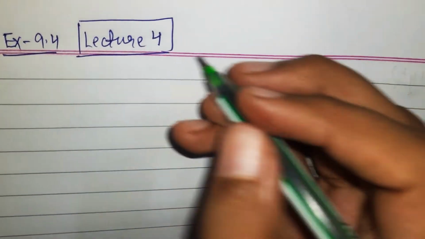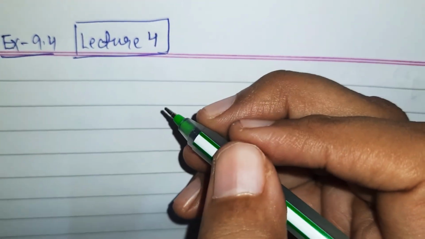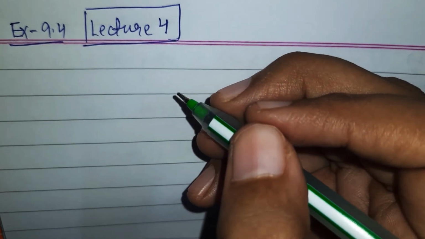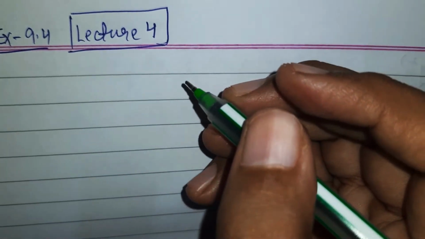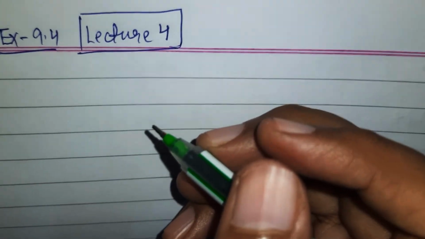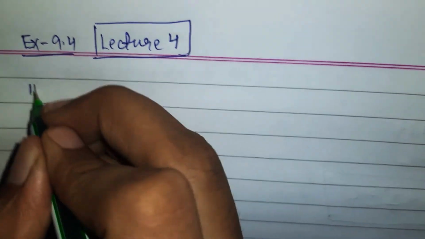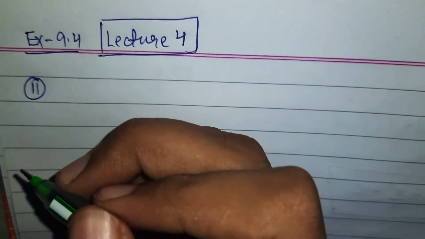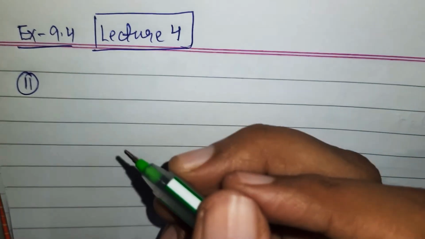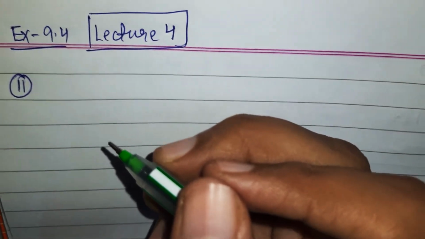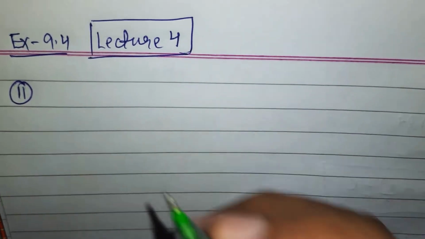Lecture 4, exercise 9.4. In this exercise, we have already discussed the general solution. Now we'll proceed with the particular solution. How do we calculate the particular solution? Come to the first question of the particular solution. For each of the differential equations from exercise 11 to 14, find a particular solution satisfying the given condition.